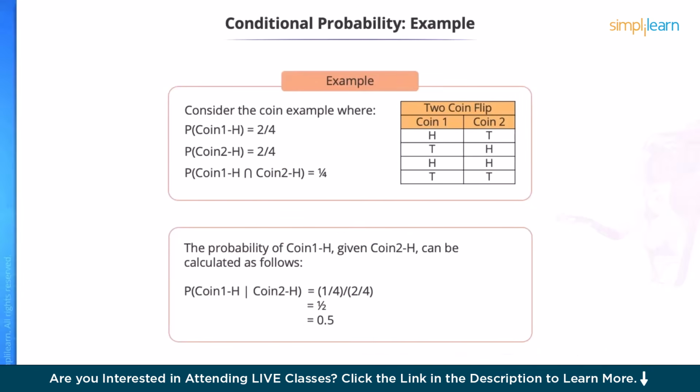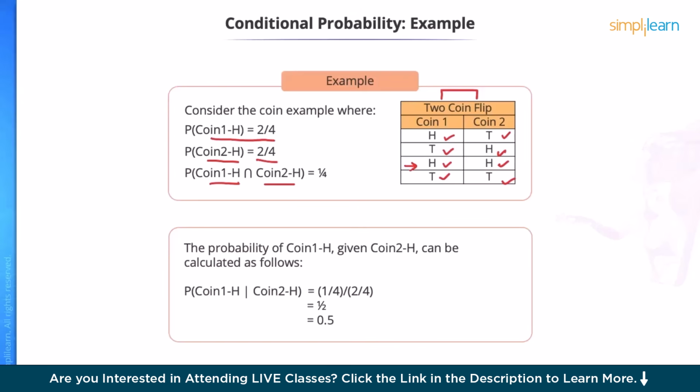Let's consider an example. We are doing a two-coin flip. Coin 1 gets heads and tails in subsequent flips, while coin 2 gets tails, heads, and tails in the subsequent flips. Now the probability that coin 1 will get a head is 2 out of 4, while the probability that coin 2 will get heads is again 2 out of 4. The probability that both coin 1 and coin 2 will have heads is just 1 out of the 4 flips.